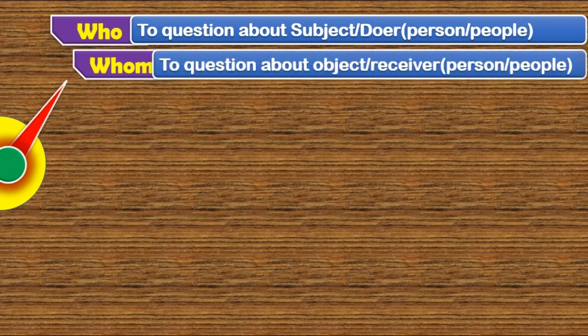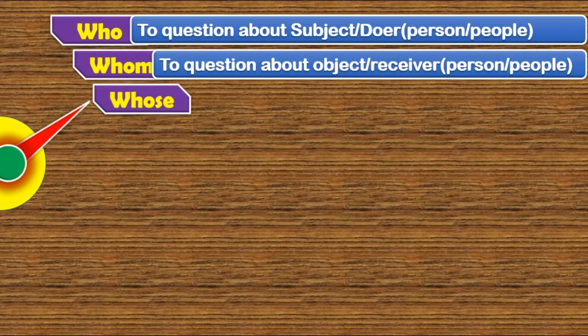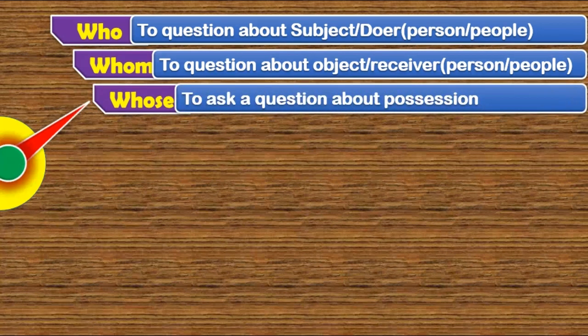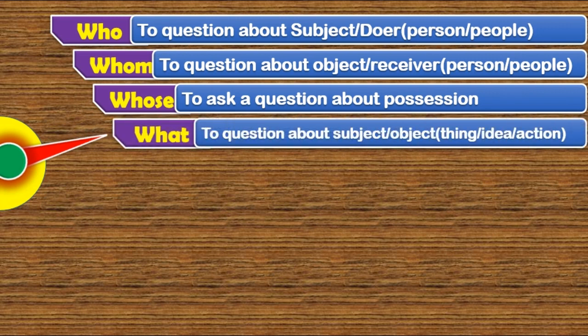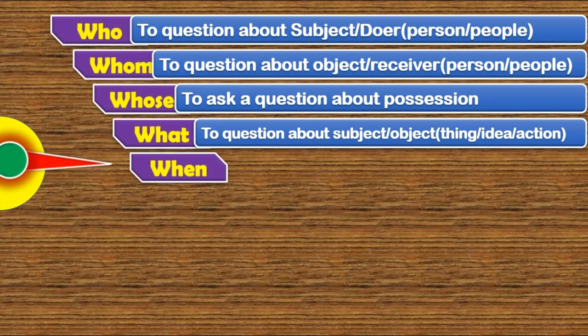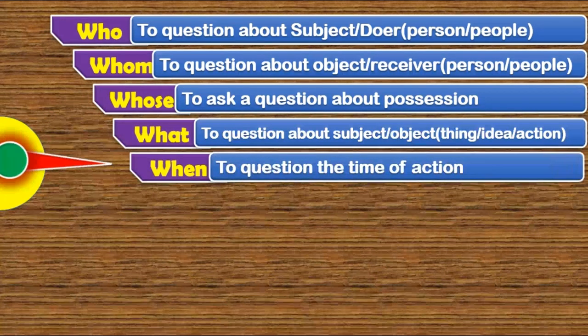Whom? The question about object or receiver, related to person or people. Whose? To ask a question about possession. What? The question about subject or object, related to thing, idea or action. When? To question the time of action.